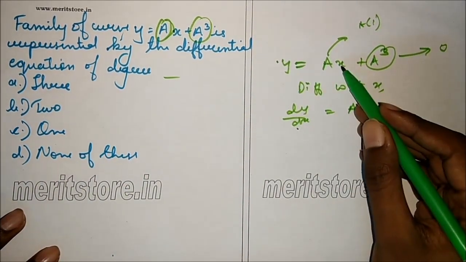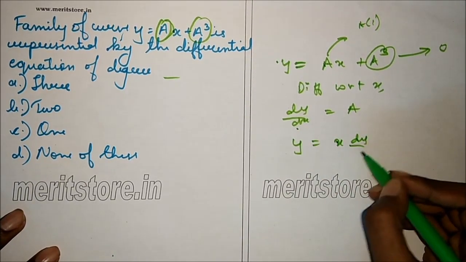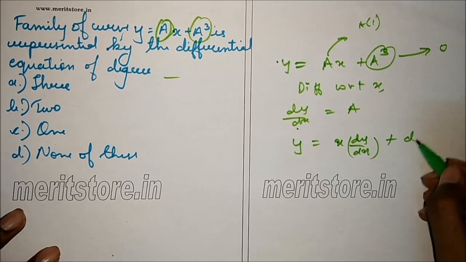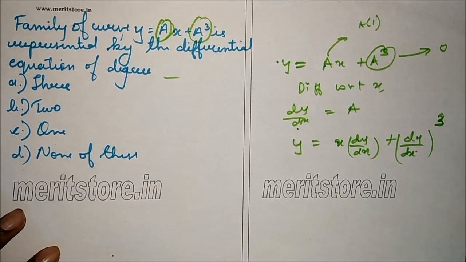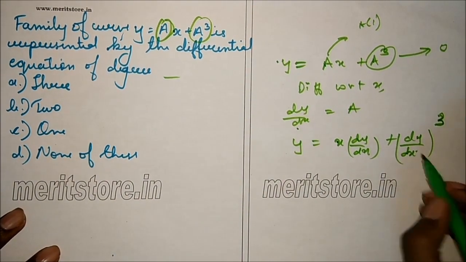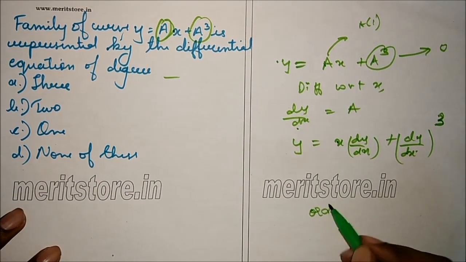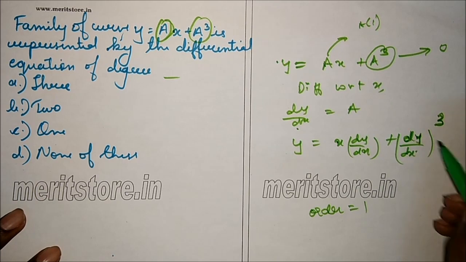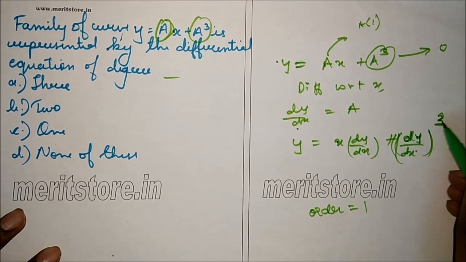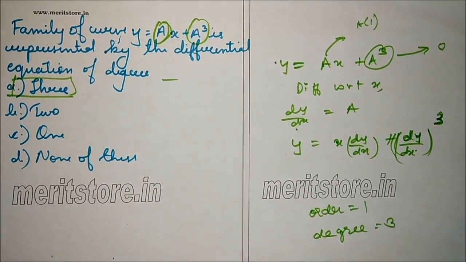So we replace a with dy by dx. So y will be x dy by dx plus (dy by dx) raised to 3. Now if we see the order of the differential equation, it is 1, since the highest order is 1, the first order derivative, and the power of this is 3, so the degree will be 3. So the answer is A. Degree of the equation is 3.